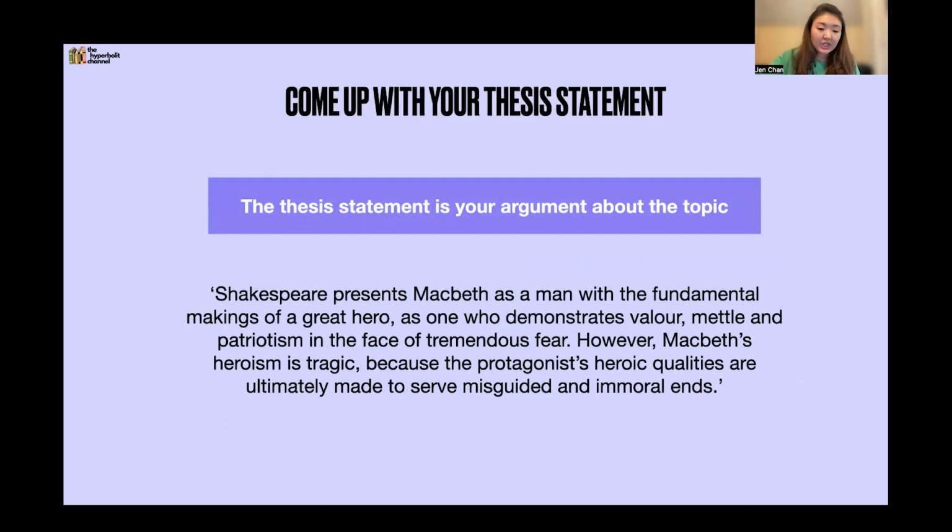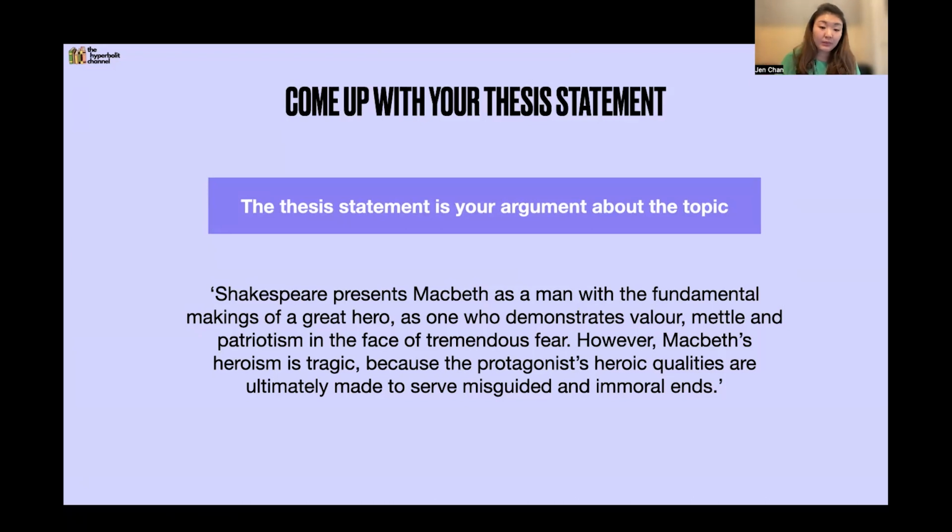So I would say Shakespeare presents Macbeth as a man with the fundamental makings of a great hero, as one who demonstrates valor, mettle, and patriotism in the face of tremendous fear. However, Macbeth's heroism is tragic because the protagonist's heroic qualities are ultimately made to serve misguided and immoral ends.